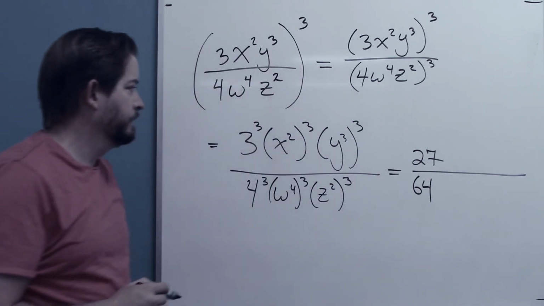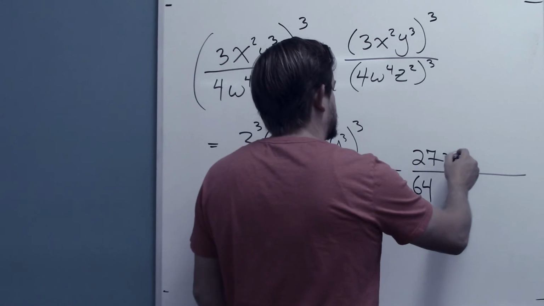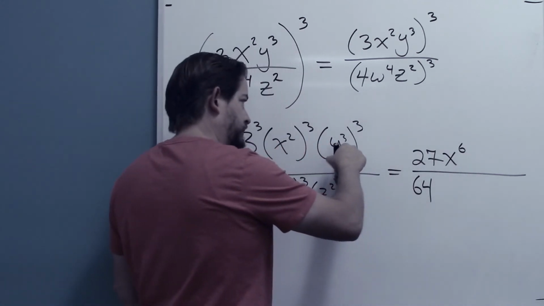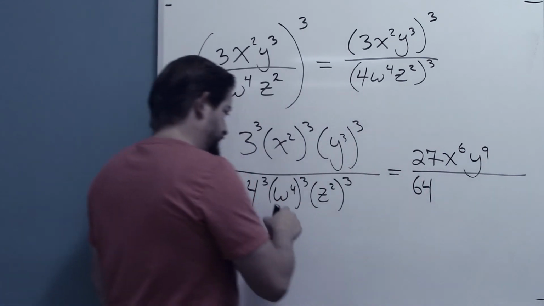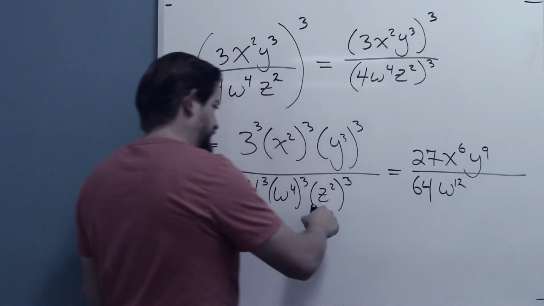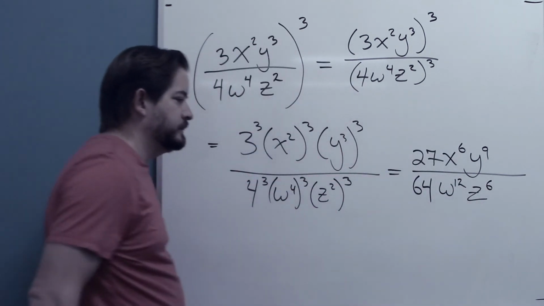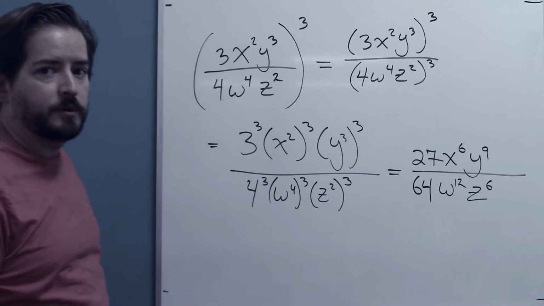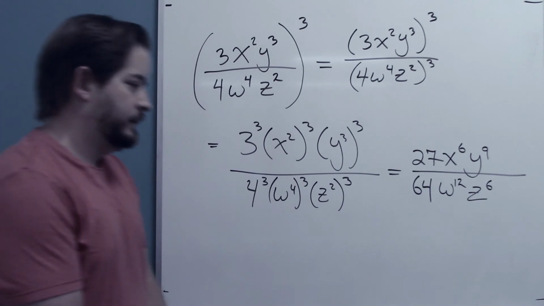Right. X to the 2 times 3 gives me x to the 6. Y to the 3 times 3 gives me y to the 9. W to the 12. Z to the 6. And there it is. And I used quite a few of those properties all in one problem. Alright, good.